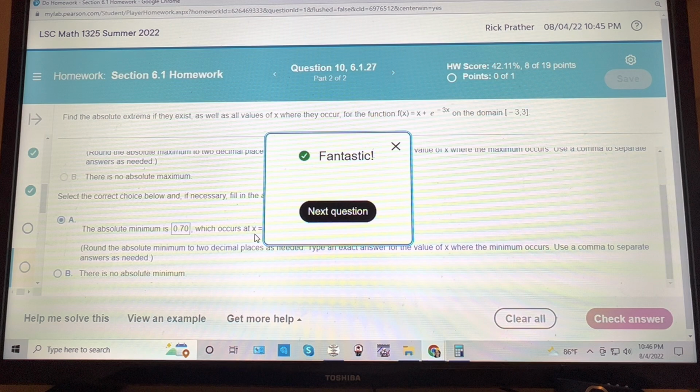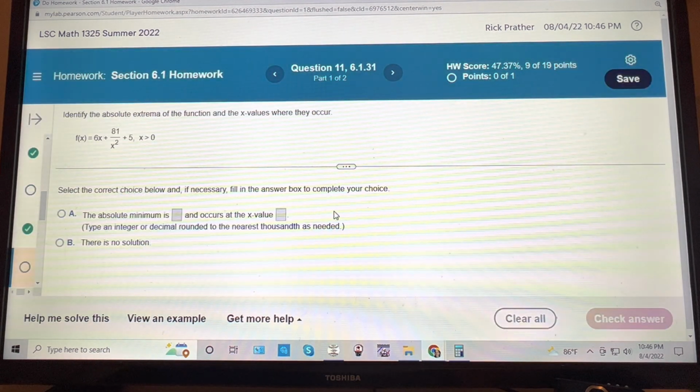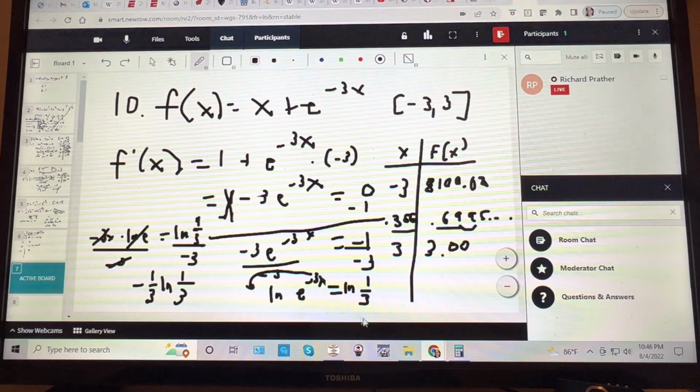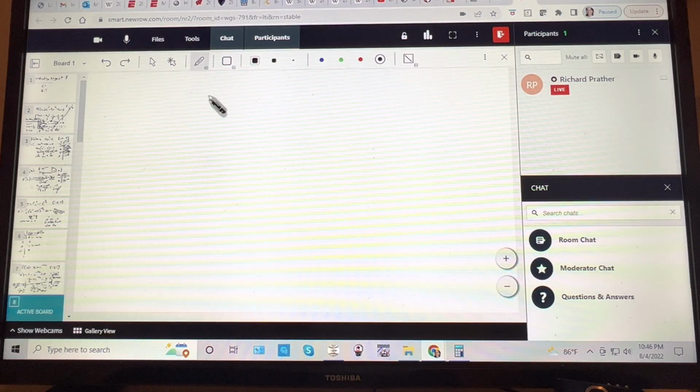Okay. So that was one with an exponential at least. Okay, so next, this is good. For the first time, we're on number 11 now, and it's not a closed interval. It's an infinite interval, x is greater than 0. So here's really the only thing you can hope for on this kind.